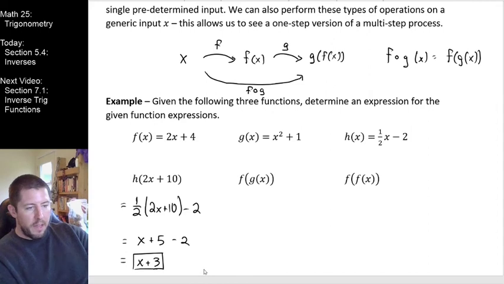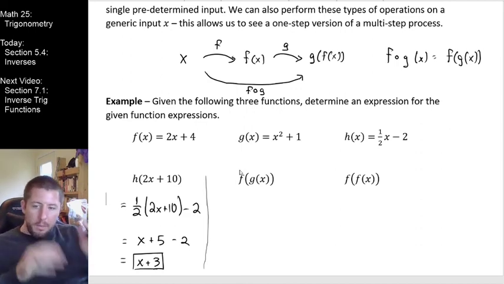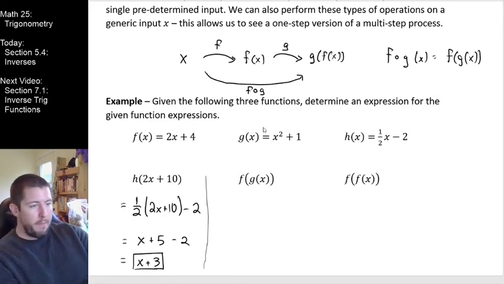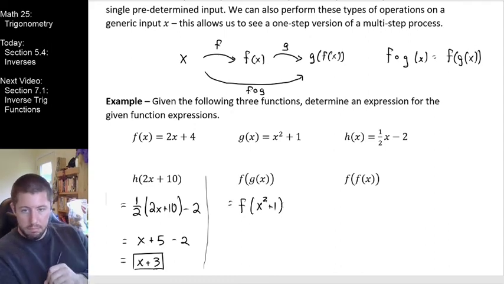We can do a similar thing here with our f of g of x, right? I don't know what f of g of x is, so as before, I'm going to work my way from inside to outside. I'm going to say, do you know what x is? I'm going to say, yeah, it's x. Then I'm going to say, do you know what g of x is? And I'm going to say, yeah, it's x squared plus 1. So I'm going to write that. f of x squared plus 1. All right? I replaced the g of x with what g of x is, x squared plus 1.